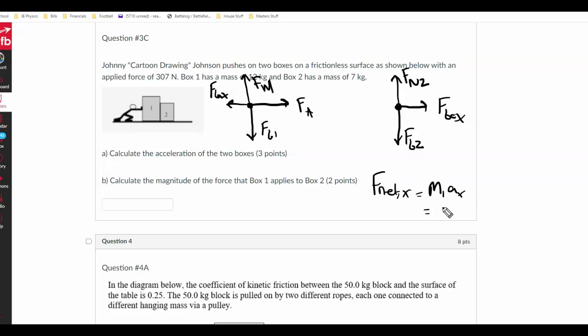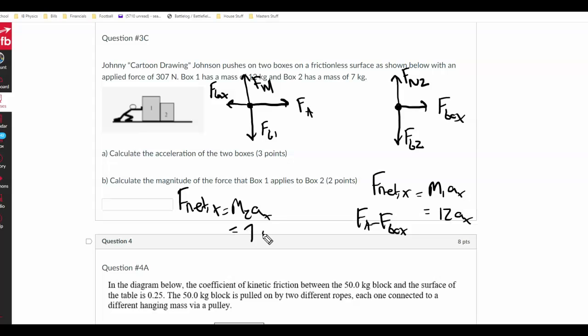m1ax. So that would be 12ax. I write down the sum of the forces in the x direction. I have Fa minus F box, and this minus sign has to be there in order to correctly use the elimination process in the next step. For box 2, we do the same thing, write down Newton's second law.